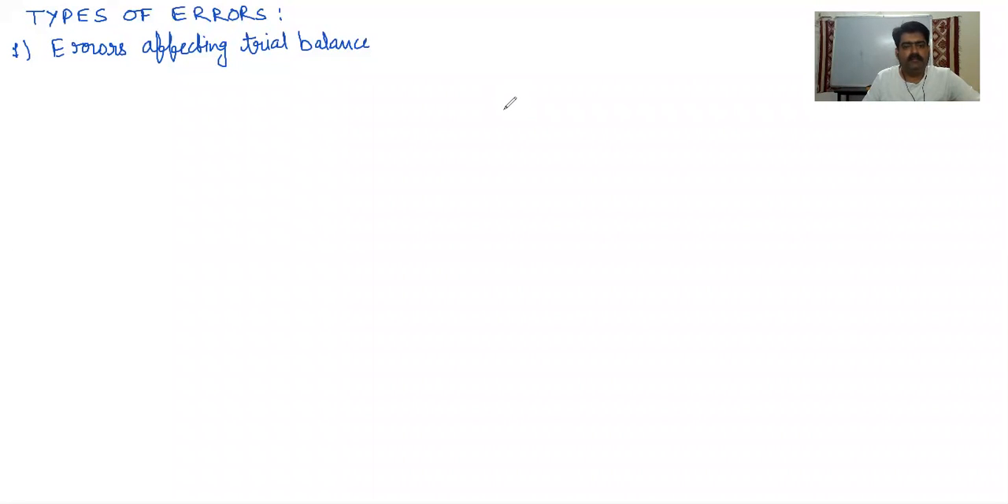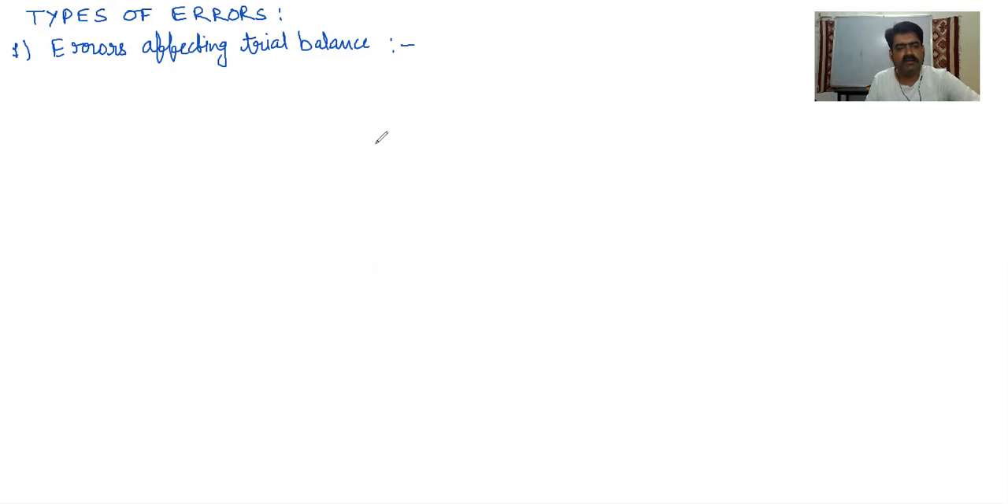Students, after learning preparation of trial balance, our next topic is types of errors. Errors are basically of two types: errors affecting trial balance and errors not affecting trial balance. Errors affecting trial balance means the trial balance does not tally, and it will indicate that certain errors have been committed which have affected the agreement of the trial balance.